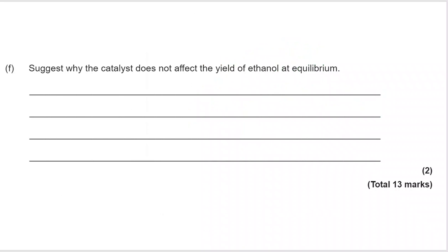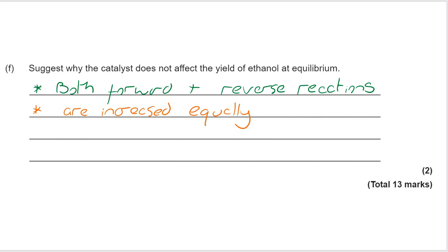And finally, on part F, suggest why the catalyst does not affect the yield of ethanol at equilibrium. Well, a catalyst will increase the rate of forward and reverse reactions by an equal amount. So if both rates increase by an equal amount, we don't change the position of equilibrium, but we reach equilibrium faster. And that takes us to the end of that question.